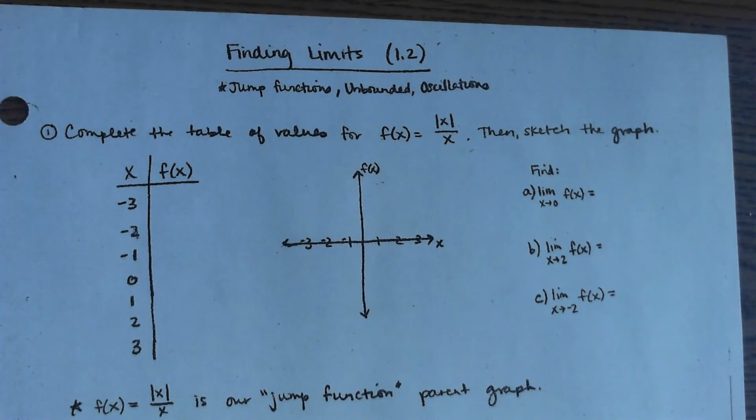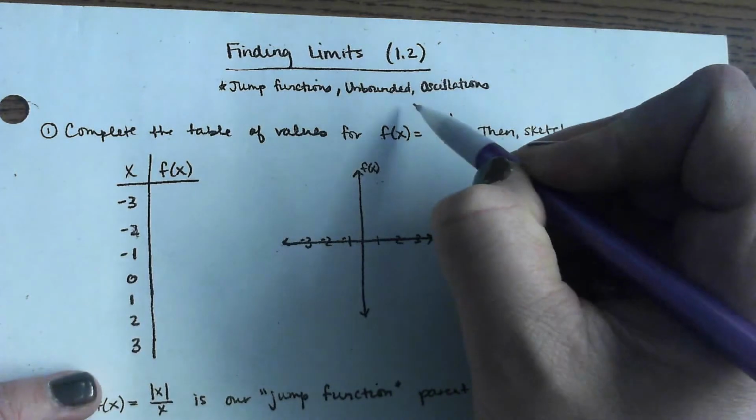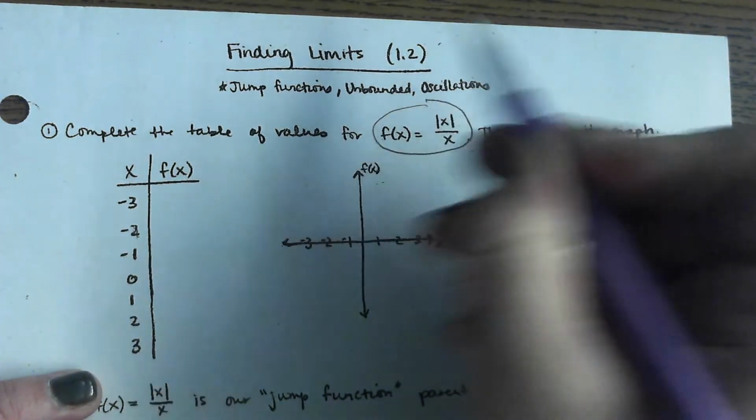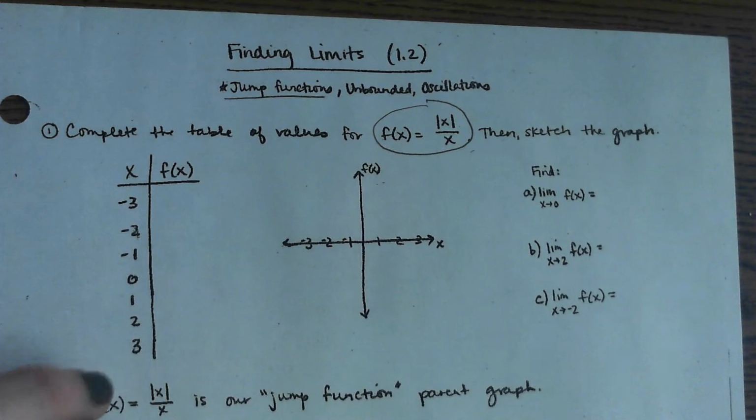The table. Now we know that that was the least efficient method, but conceptually it kind of shows you what is going on. So we're going to start similarly, but this is a totally new type of function. This is what I would call a jump function.